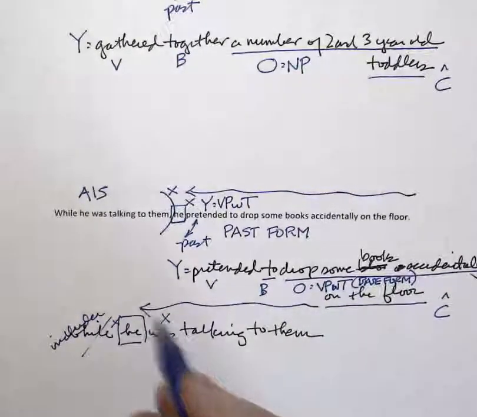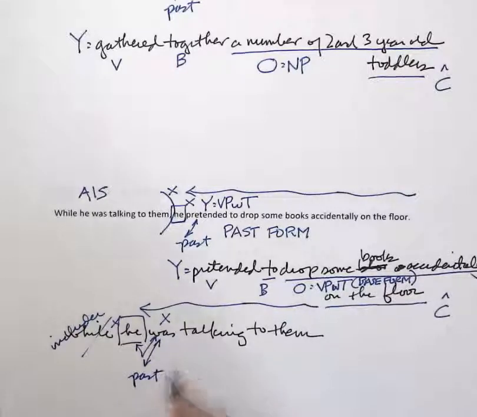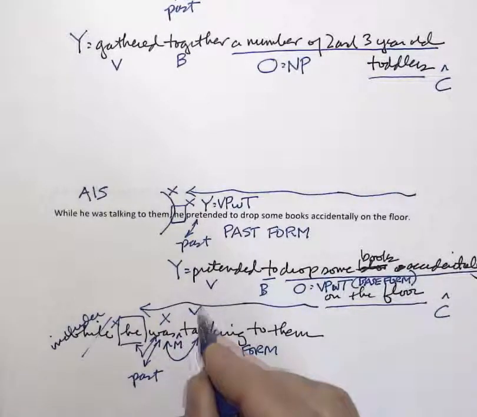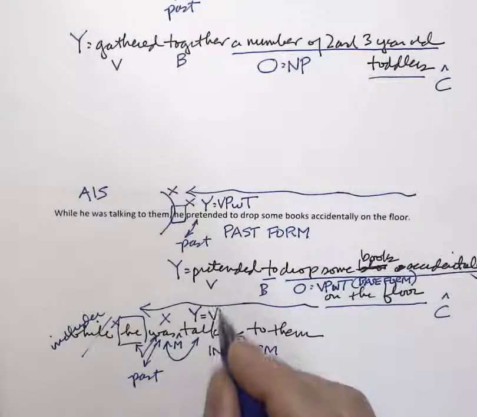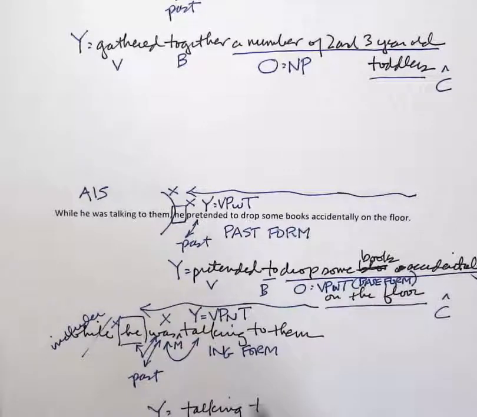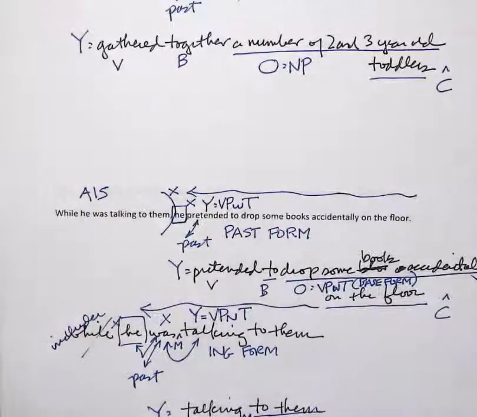And the predicate. Now, was ties with the subject. Was ties with the past. And was ties with talking. That's the ing form. The M place is here, and talking to them is Y. Verb phrase, no time. Rewrite the Y. Talking to them. Talking is the verb. To them is the complement. The particle and object places are empty, and the complement is a prepositional phrase.